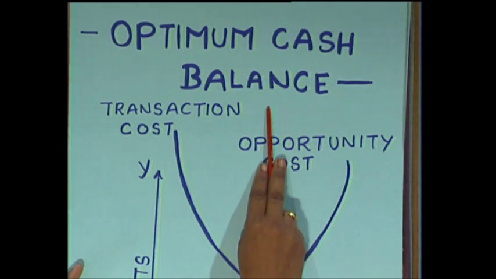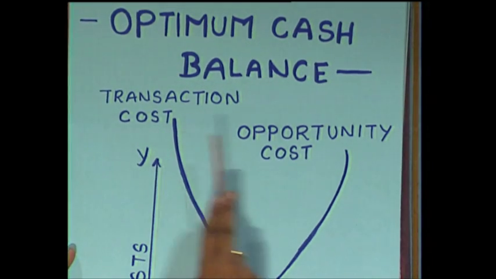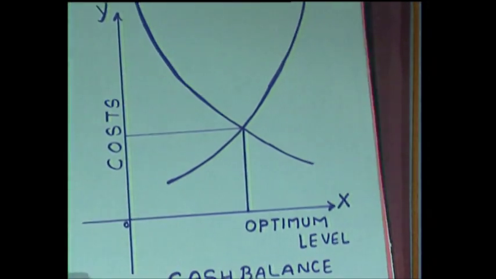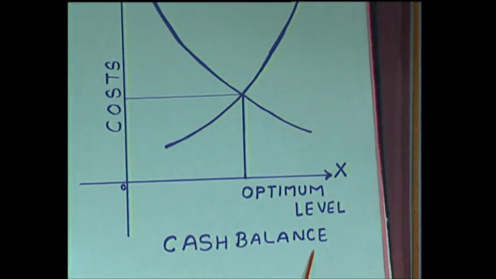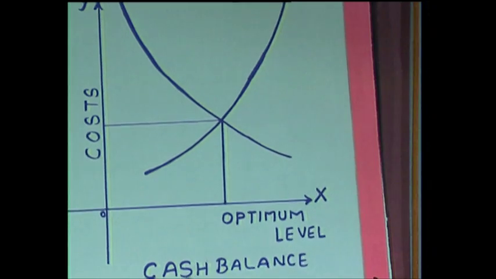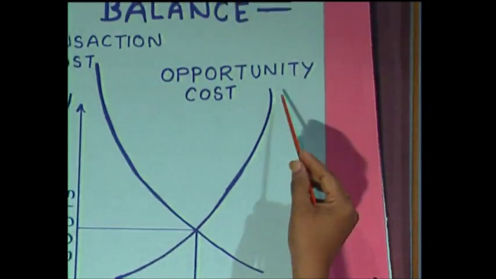Then you have to maintain an optimum cash balance. Here you are going to take two costs, transaction cost and opportunity cost. When you have more cash, when your cash balance is more, your opportunity cost curve will increase, because if this cash, instead of keeping idle with you, had it been invested, you would have got a return, that return you are foregoing. This is what refers to the opportunity cost.